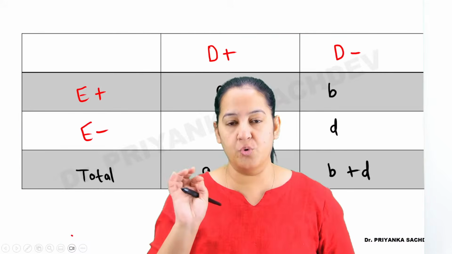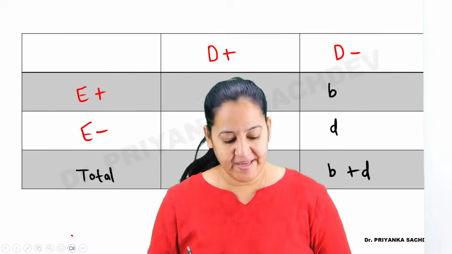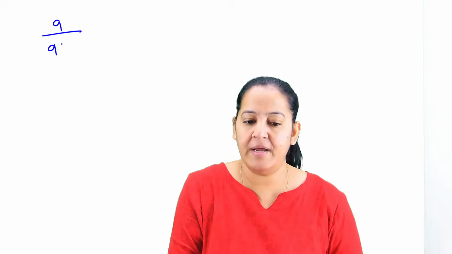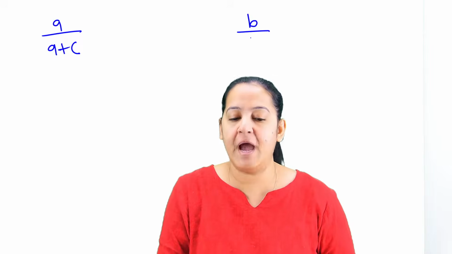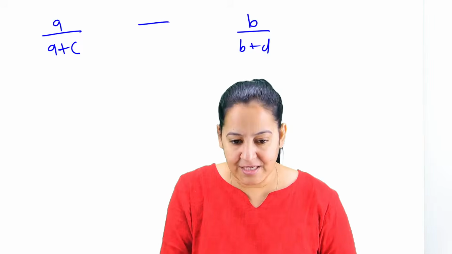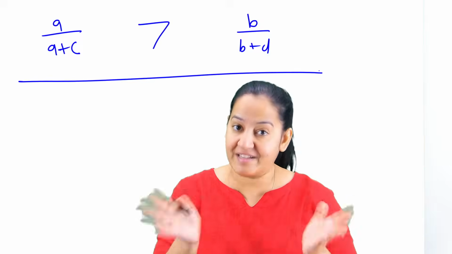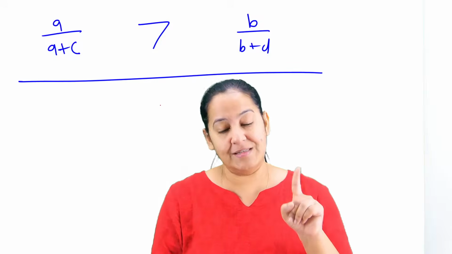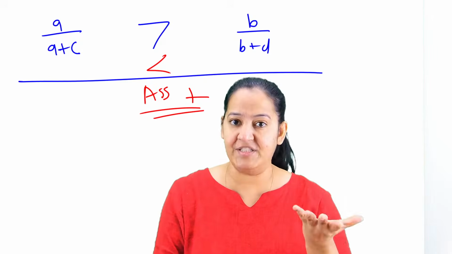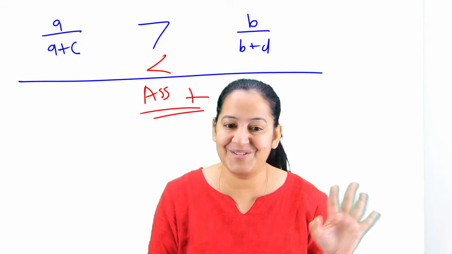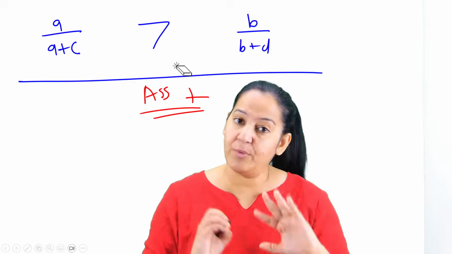First rule, make this table. After making this table, calculate the exposure rate among cases. The answer is A upon A plus C. And calculate the exposure rate among controls. The answer is B upon B plus D. If A upon A plus C is greater than B upon B plus D, this means that association is present. If it is less, by any chance, then association is not present. Only if it is greater, association is present.